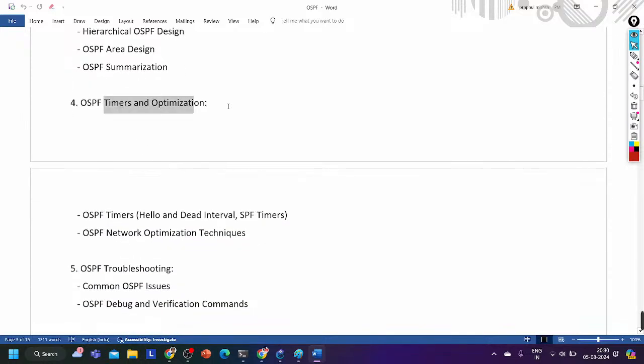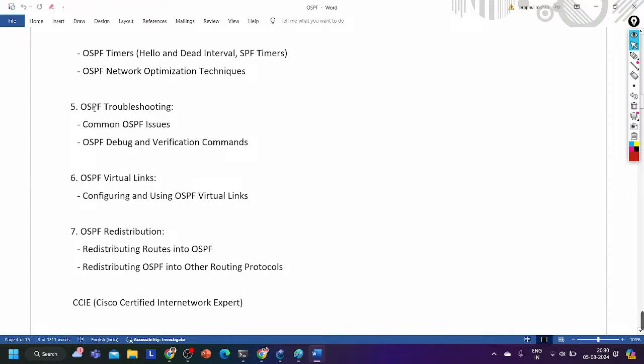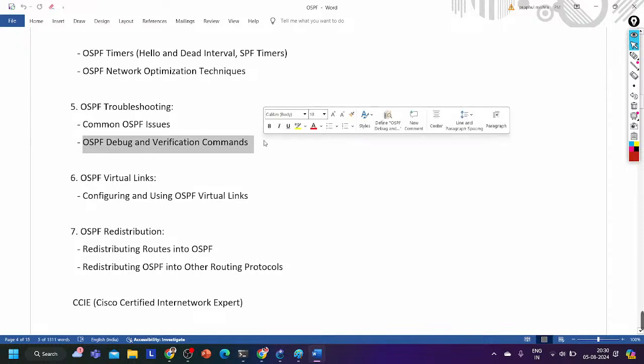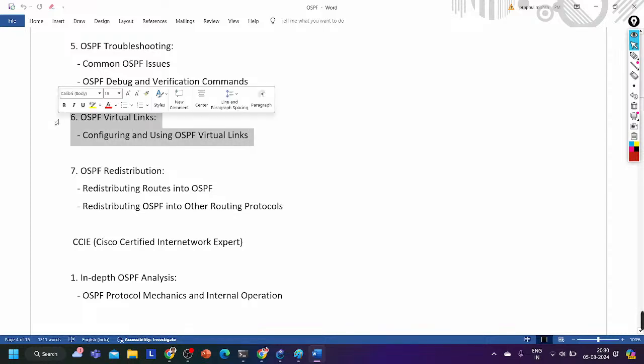Then guys, timers like hello time, hold down time, how to change them according to your requirement, how you can optimize OSPF. Then OSPF troubleshooting, common issues in OSPF, using some debug commands and verification commands. Then virtual link, the OSPF virtual link concept. You will understand why we need a virtual link and in which scenario we need to configure it. Nowadays we are generally not using it, but this is part of your syllabus, so definitely we will cover it.